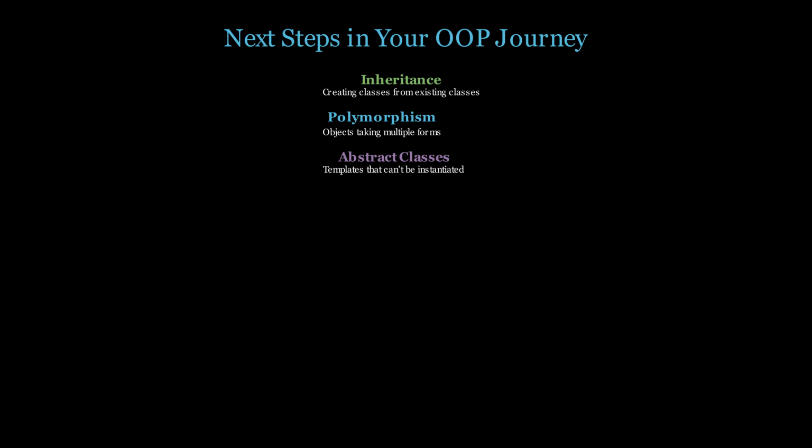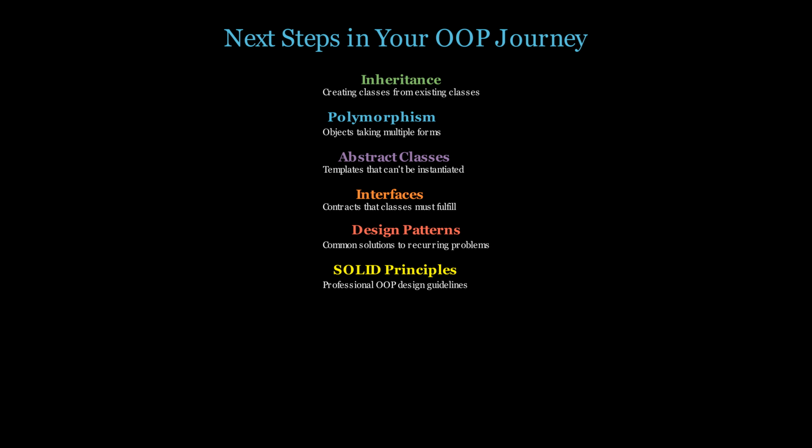You've mastered OOP basics, but there's more to learn. Here are advanced topics to explore next as you continue your object-oriented programming journey. Explore inheritance to create class hierarchies. Learn polymorphism for flexible code. Study abstract classes and interfaces for defining contracts. Master design patterns like singleton and factory. Understand SOLID principles for professional quality design. Each topic builds on what you've learned today, deepening your OOP expertise.